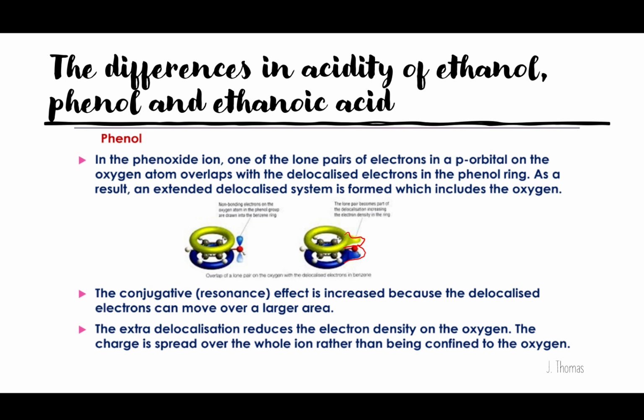The extra delocalization reduces electron density on the oxygen, because what we're seeing here is that the extra electrons on the oxygen are now participating within the ring. Once orbitals overlap, the electrons can exist within the orbital system. So the lone pairs that exist on oxygen are now participating within the ring. Hope you guys can see that. The charge is spread over the whole ion rather than being confined to oxygen, and this is what makes phenol more stable or more acidic than ethanol, because the phenoxide ion stabilizes the oxygen way more than the ethoxide is able to do.